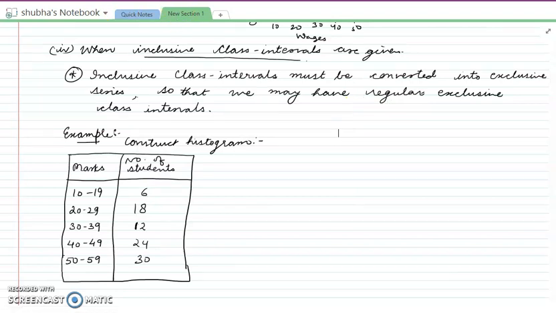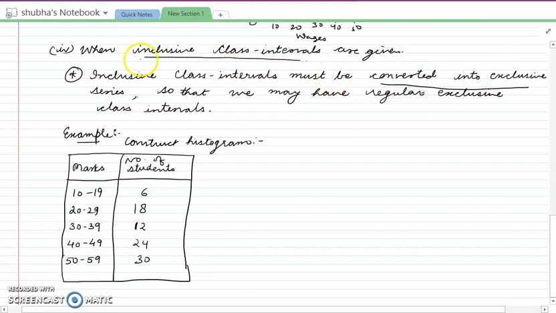When inclusive class intervals are given, we have to convert them into exclusive class intervals. Inclusive class intervals are given like 10 to 19. That means 19 is included in this class interval only. It cannot be taken into the next class interval. 29 is included when the upper limit is included in the same class interval in which it is given.